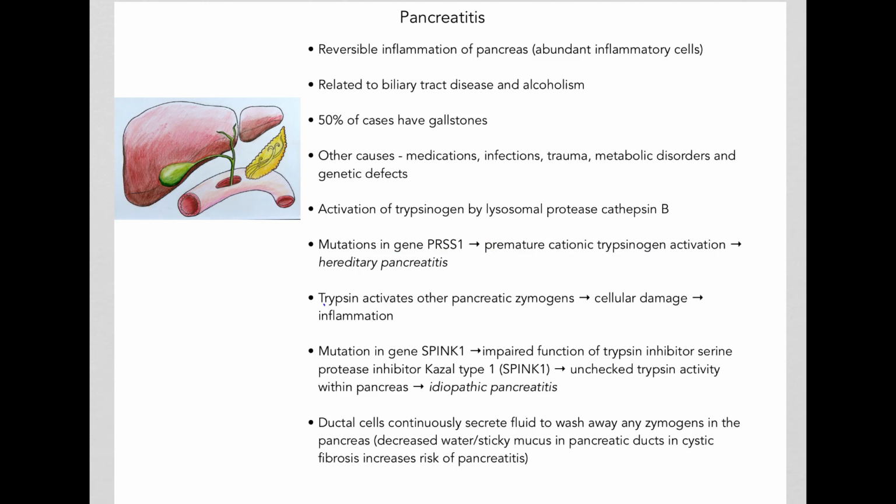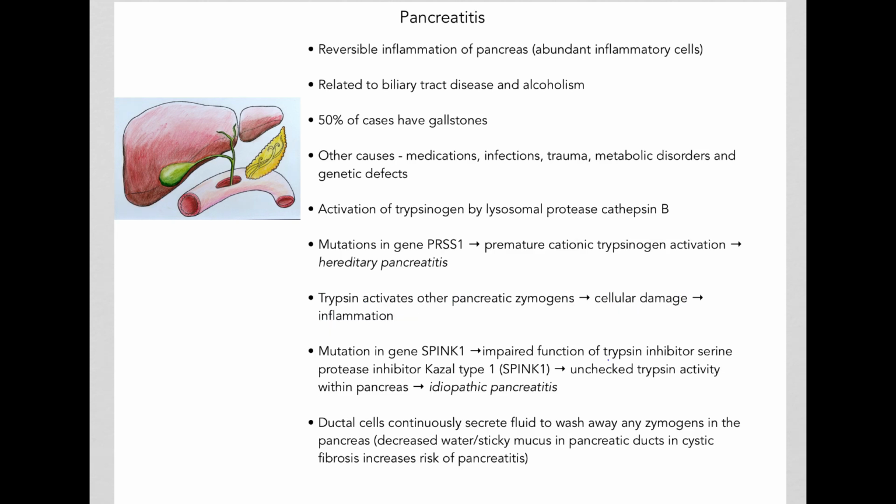So basically, when the trypsinogen is converted to active trypsin, not only can the active trypsin destroy pancreatic tissue, but this trypsin will also activate other pancreatic zymogens, which also will go on to destroy the pancreatic tissue, and this cellular damage then will lead to the attraction of inflammatory cells, leading to pancreatitis or inflammation of the pancreas.